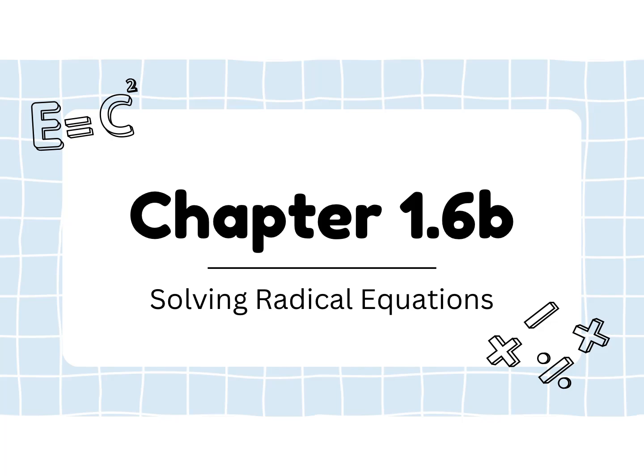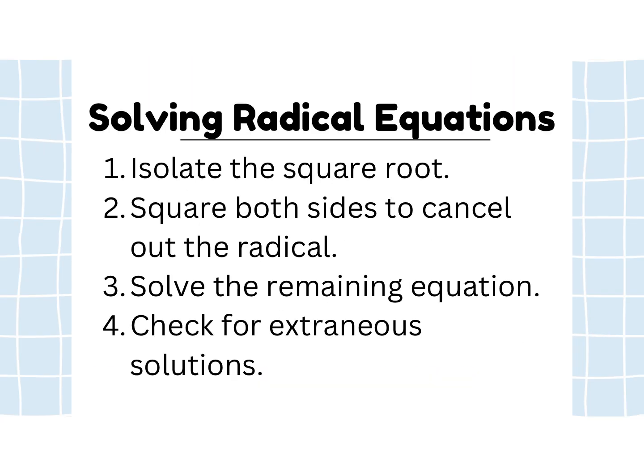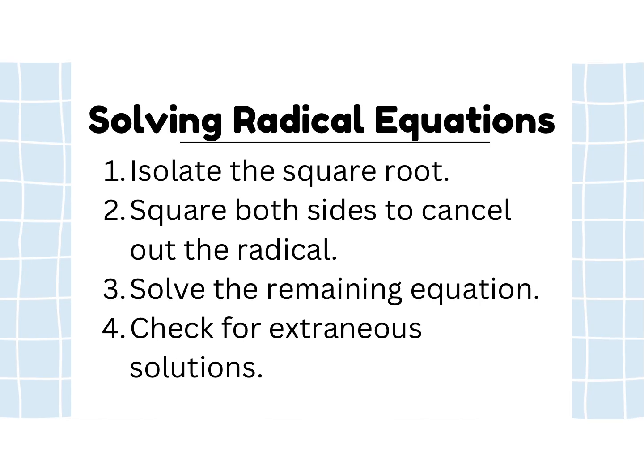In this lesson, we're going to begin Chapter 1, Section 6b, where we're going to solve radical equations and equations with rational exponents. Now, to solve radical equations, think about how we solve equations involving an x squared. Let's say I had x squared equals a number. To get rid of that square, we would do the opposite of squaring, which is square rooting.